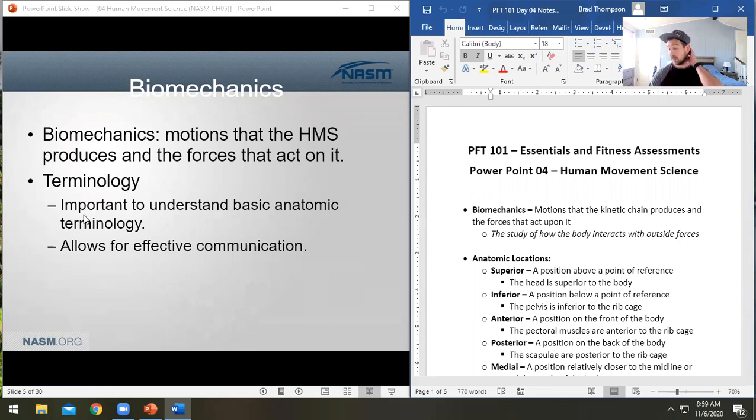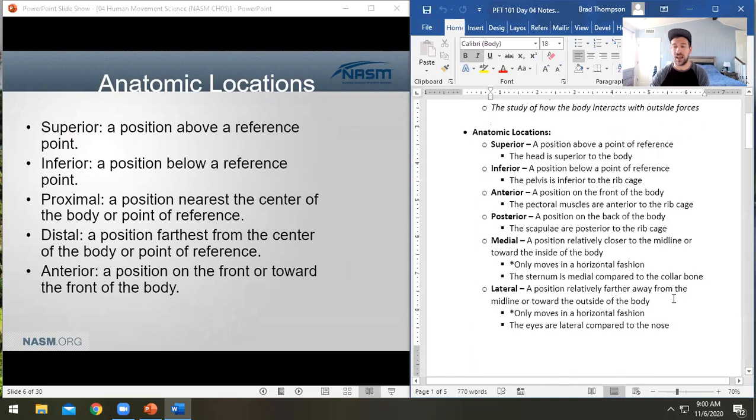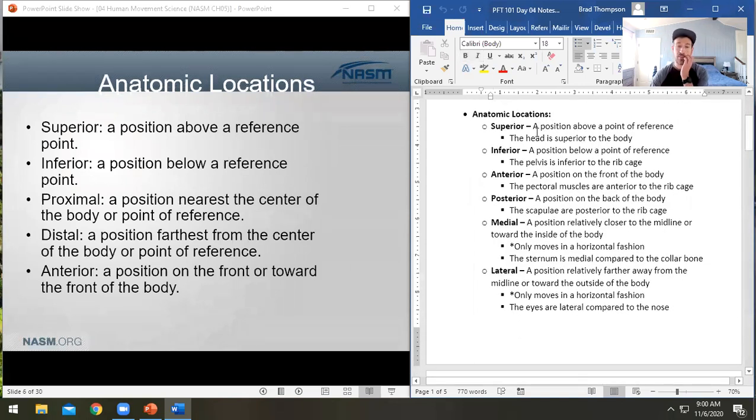This is going to be important because when we use biomechanic terminology, it allows for effective communication between us as fitness professionals. So as we're looking at biomechanics, we've got to understand our anatomic locations. Anatomic locations are points on the body, where we look at something and point to something on the body. There are a couple of key terms here. Sometimes these get a little confusing, especially proximal and distal. Those are the two that usually screw people up.